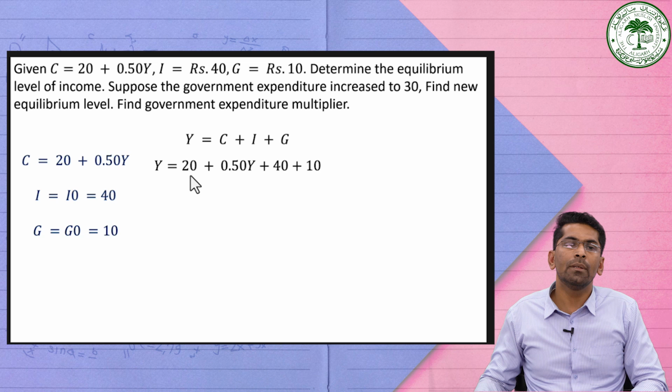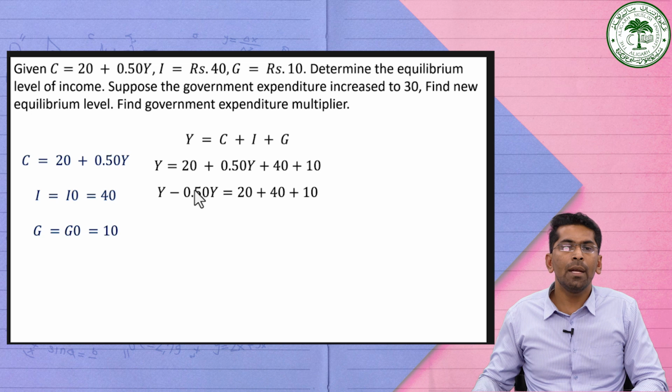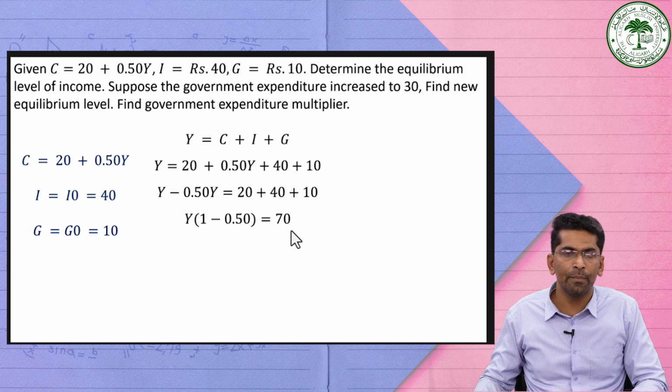Substituting here the consumption function, investment and government expenditure. So here the Y term I am taking to the left side, so it will become Y minus 0.5Y, which is equal to 20 plus 40 plus 10. Y is common here, so I am taking it outside, then 1 minus 0.5, which is equal to 20 plus 40 plus 10, which is equal to 70.